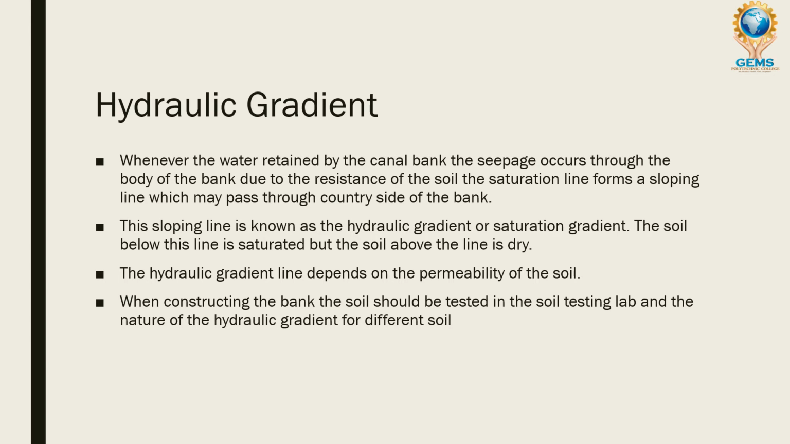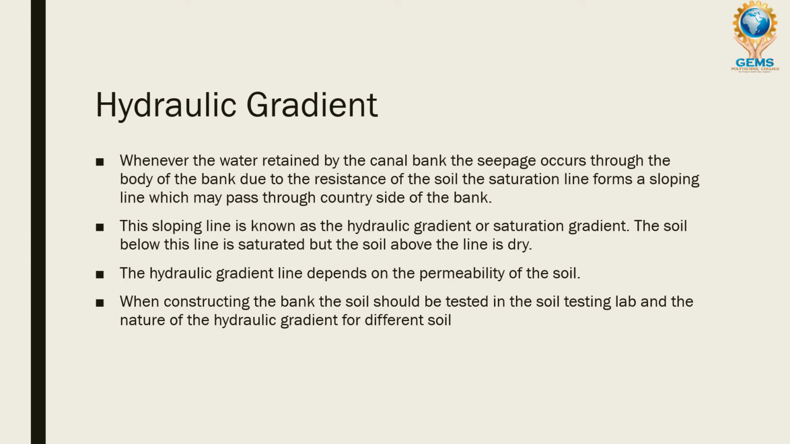Okay, this hydraulic gradient line passes through when water seeps into the body of the bank, and the resistance provided by the soil against this water seepage forms a saturation line. The dotted line is known as the saturation line or sloping line, which is known as the hydraulic gradient line. Okay, understand it clearly.